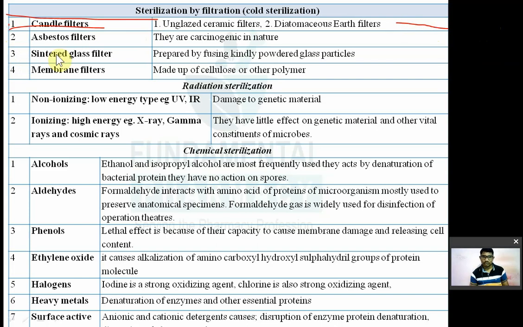Then asbestos filters. So they are also carcinogenic in their nature. जो asbestos filter होते हैं वो carcinogenic nature होते हैं. Then sintered glass filters, prepared by fusing the finely divided glass particles. They are made by making the powder of glass, okay, and then fusing that powder. Membrane filters, they are made up of cellulose or उसके polymers.